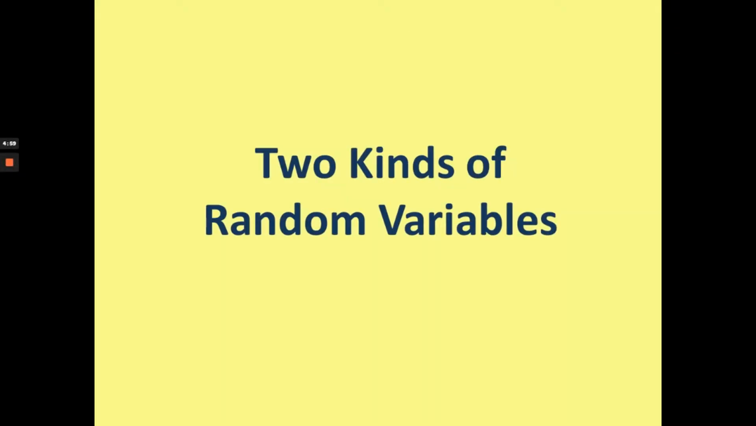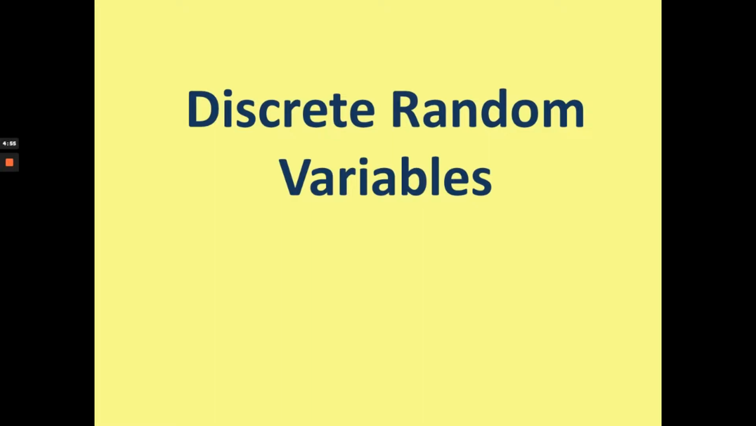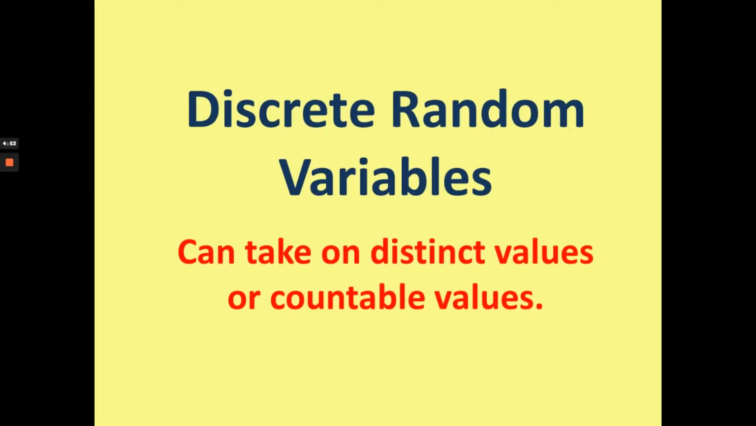So there are two kinds of random variables. The first one is the discrete random variable. This can take on distinct values or countable values. Or simply put, we obtain the data just by counting.